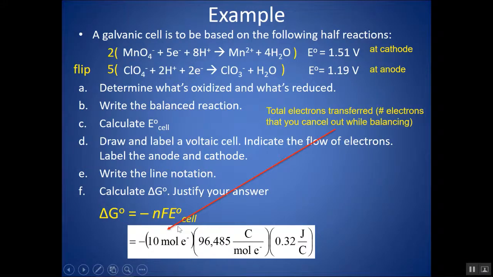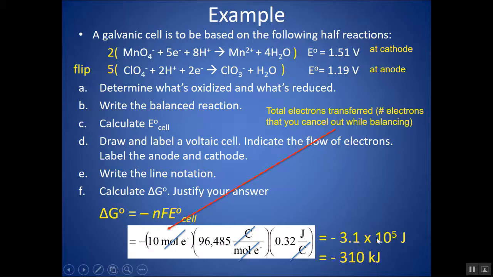Okay, so again, this is the total number of electrons, the electrons you canceled out when balancing your half reactions, getting them equal in electrons, Faraday's constant, and our E of the cell. And don't forget this negative sign. A lot of people forget to carry it down. Overall, your delta G should be negative for a voltaic cell because it is a spontaneous or thermodynamically favorable reaction that's happening.